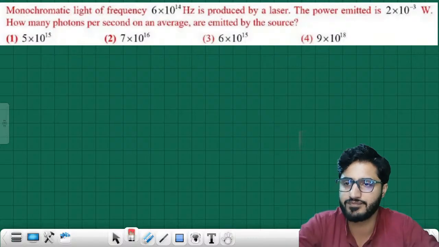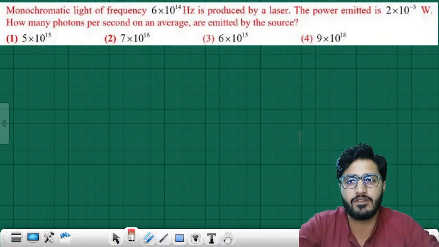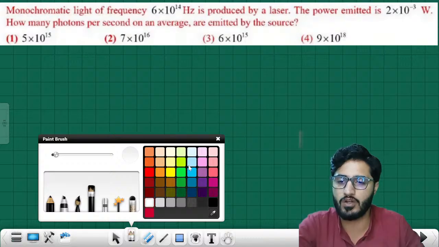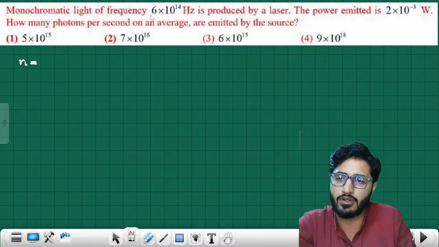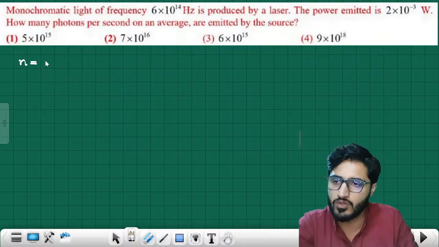Next numerical, you can see here: monochromatic light, that means only one frequency is available, that is 6 into 10 to the power 14 hertz, is produced by a laser. The power emitted is this much, so we have to find out photons per second on an average. Photons per second means small n, which we have to find out. But look now, in this scenario my power and frequency are given.